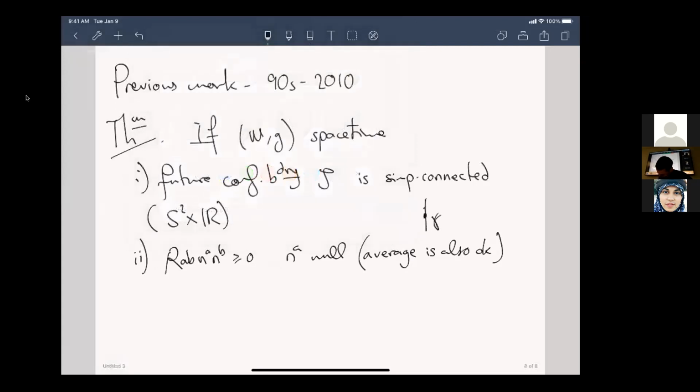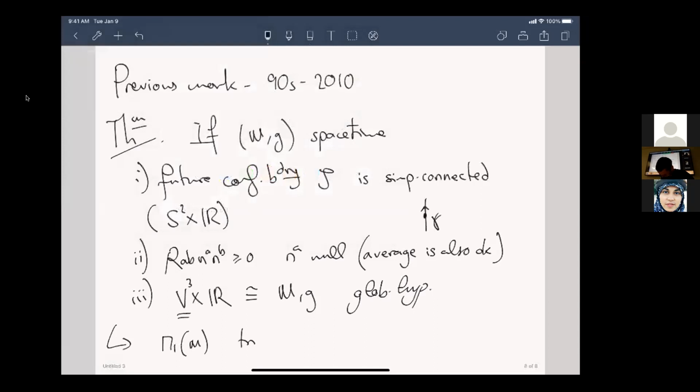Okay, and so (M, g) is globally hyperbolic, which means it's foliated by these manifolds V3. These are the Cauchy surfaces of the region of interest. And the result is this: in this case, if you have the following, then in fact pi1 of M is trivial.